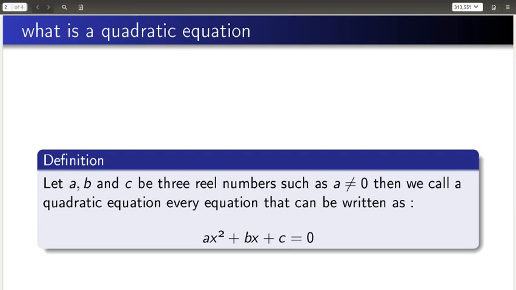So, what is a quadratic equation? Let a, b, and c be three real numbers, such that a is different from 0. Why? Because if a is equal to 0, the equation will be just a linear first order equation.